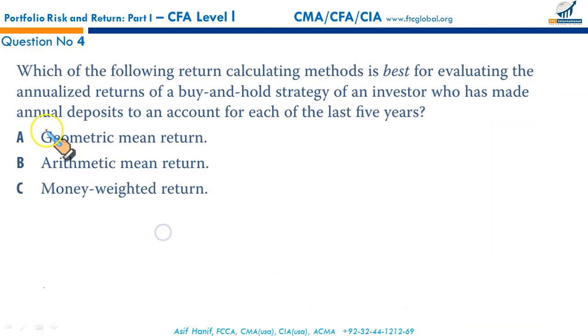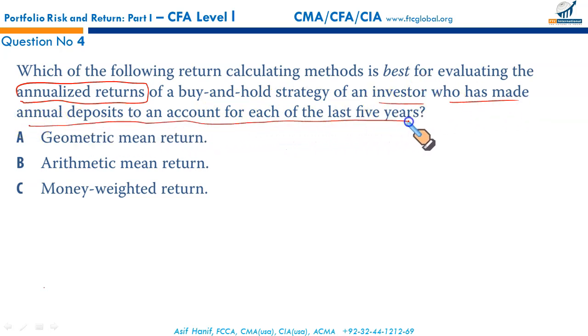Next, which of the following return calculating methods is best for evaluating the annualized returns of a buy and hold strategy of an investor who has made annual deposits to an account for each of the last 5 years? Since we are interested in the returns only, we should go for geometric mean return, because the geometric mean return compounds the returns instead of the amount invested. So this would make A the correct option.